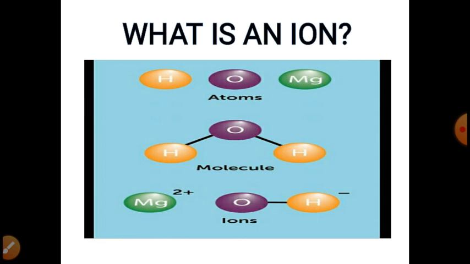Here you can see in the slide magnesium hydroxide. So magnesium Mg2+ is a positively charged ion which is called a cation, and OH hydroxyl ion or hydroxide ion is a negatively charged ion called an anion.